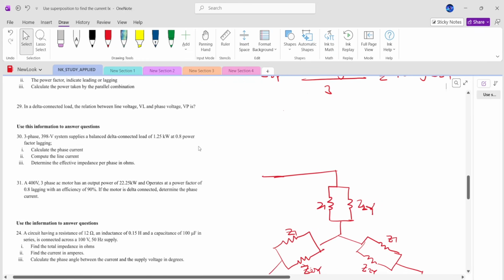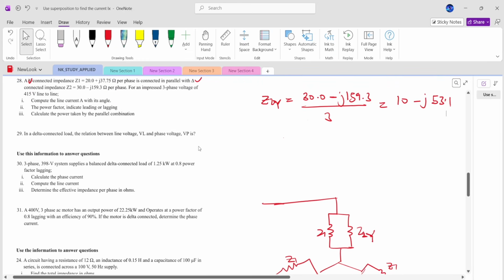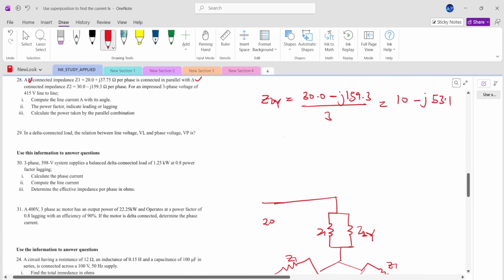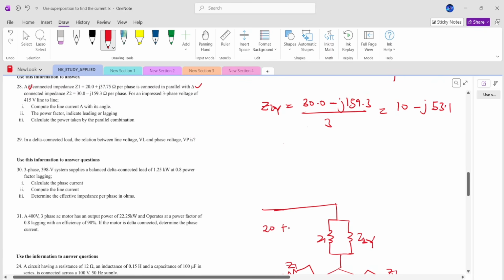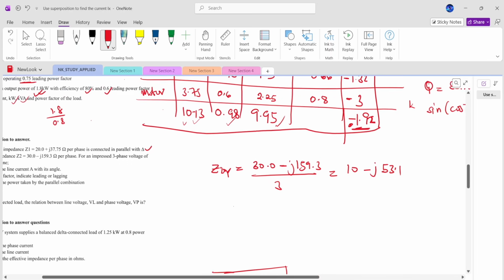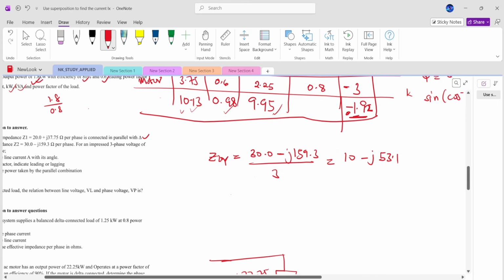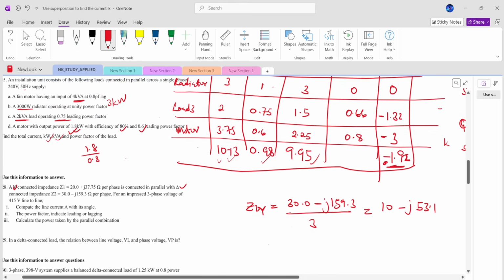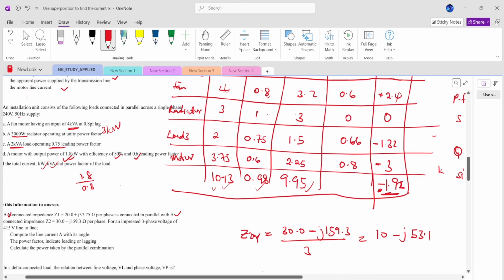Good. So this is going to be in parallel per phase. For every phase, I'm going to have the Z1 value, which was 20 plus j37.75. Right. Good. And they are going to be in parallel. Now the first question was to compute the line current IL and its angle.